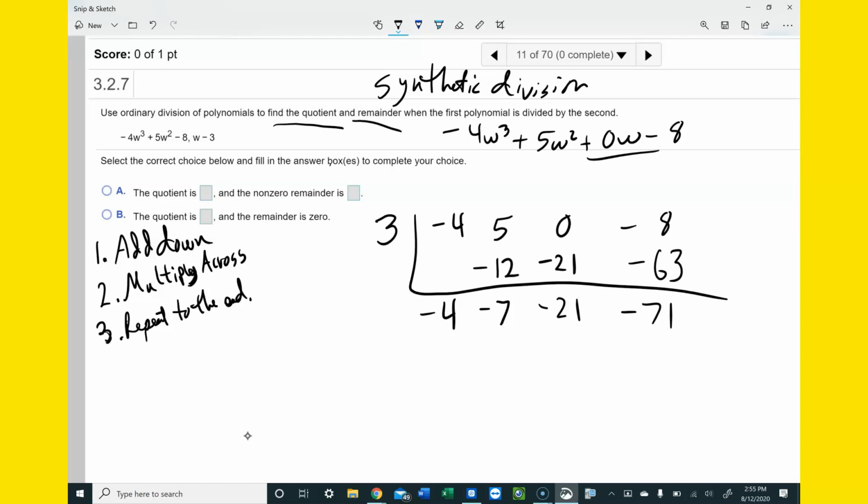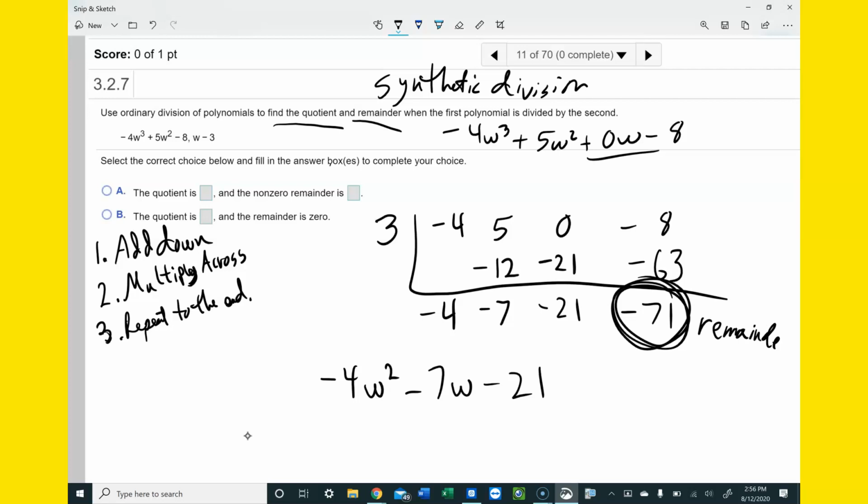The answer is always going to start 1 degree less than the problem started with. So we started with a w to the third, so my answer is going to start as w to the second. So it's negative 4 w to the second, and it's just going to walk down the exponents. Minus 7 w to the first, minus 21 w to the 0. And this number right here, the last number, is always the remainder. Always. That last number is always the remainder.